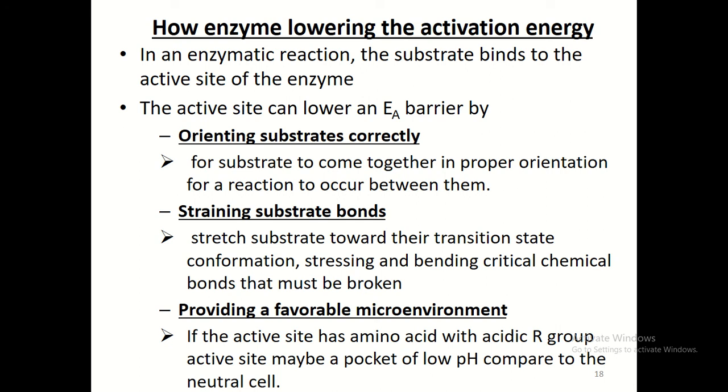And let's look further at how the enzyme lowers the activation energy. In an enzymatic reaction, the substrate binds to the active site of the enzyme. The active site can lower the activation energy barrier, first, by helping to orient the substrate correctly, so that the orientation of its shape matches the shape of the active site of the enzyme. So the substrates come together in the proper orientation for a reaction to occur between them.